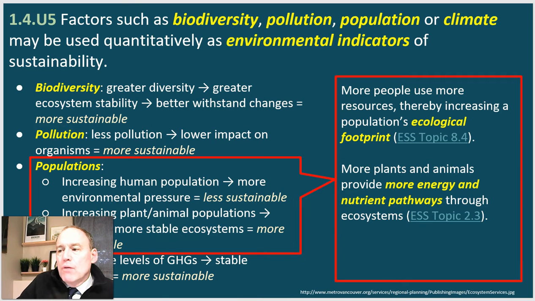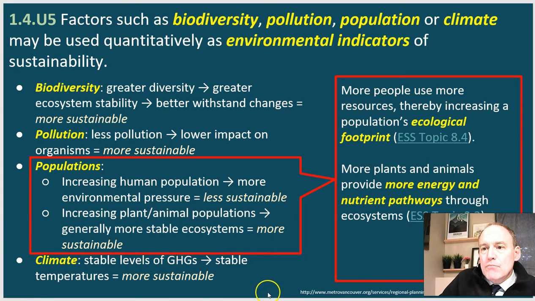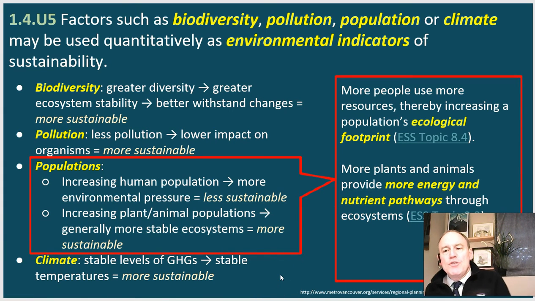We now take a look at populations. An increasing human population means more environmental pressure as we use those services and goods, and that becomes less sustainable. There's also increasing plant and animal populations. Generally, that means more stable ecosystems and more sustainable.